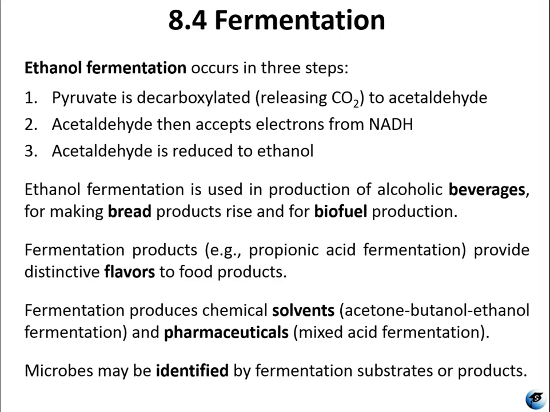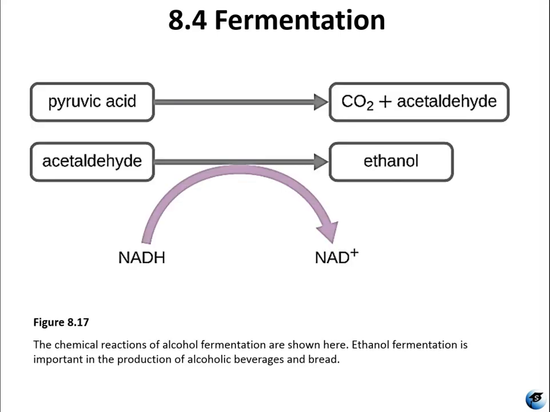Other fermentation products such as propionic acid can provide distinctive flavors to food products. Then you have acetone, butanol, ethanol fermentation, which makes chemical solvents and pharmaceuticals, right? And then microbes can be identified by their substrate or product or byproducts of fermentation. Figure 8.17 is a chemical reaction of alcohol fermentation. So these are the three steps: pyruvic acid, acetaldehyde, NADH, and then ethanol production.